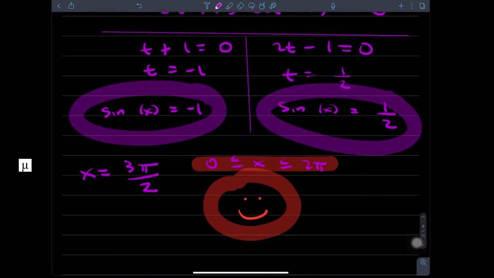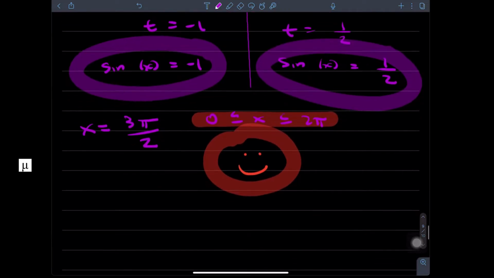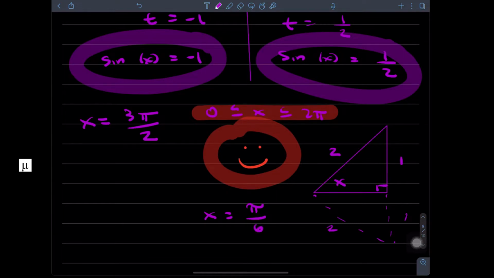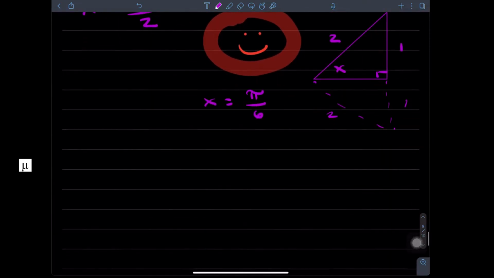Do you guys remember the sine curve? That's all I do. You know how I know these? Graphing that sine curve. That happens at 3 pi over 2. What about sine of 1/2? That one, I have to go to my what? My right triangle, x, and this is going to be 1, 2. Do you guys remember what this angle is again? It's a special triangle. What angle is that? Is that 30 degrees? So that's pi over what? 6.